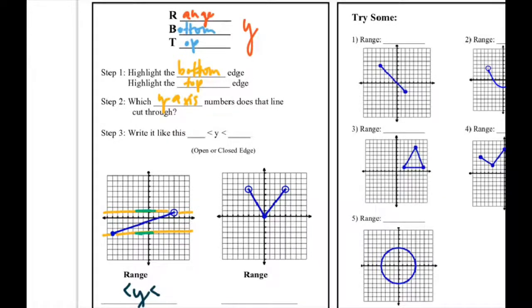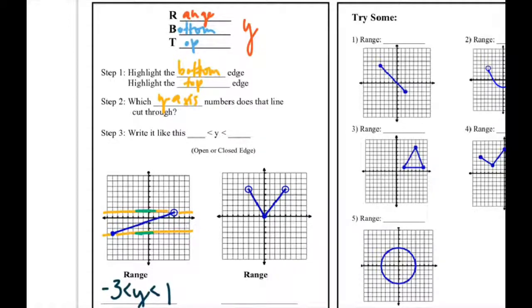So when we write this, we begin by writing the bottom number and then the top number. So the lowest y value is negative 3. The highest y value is a positive 1. So in this graph, every y value that is graphed on this line lives between the y value of negative 3 all the way up to a y value of positive 1.